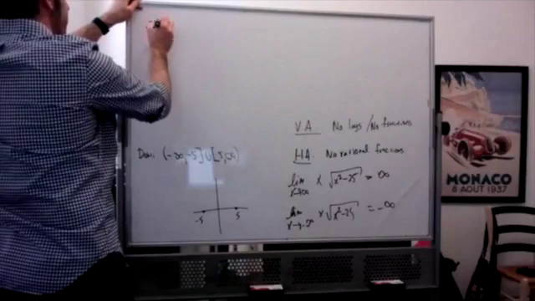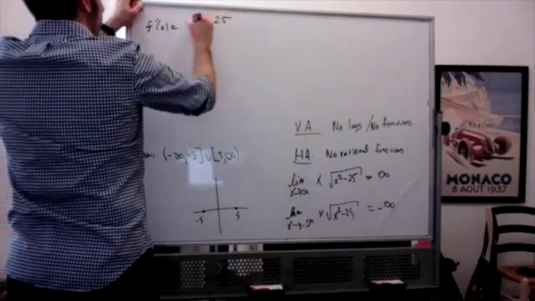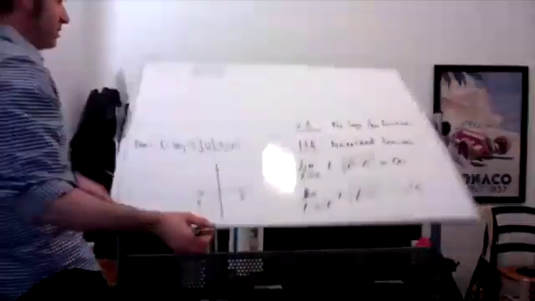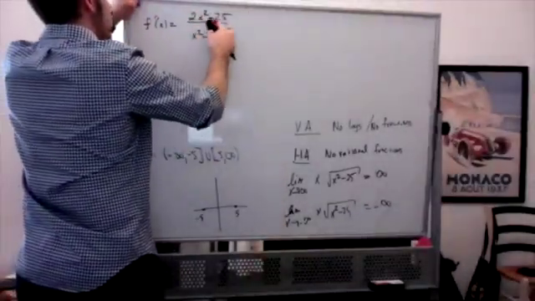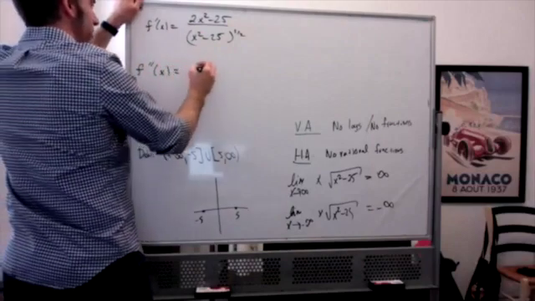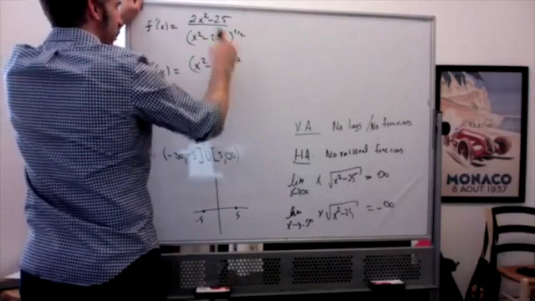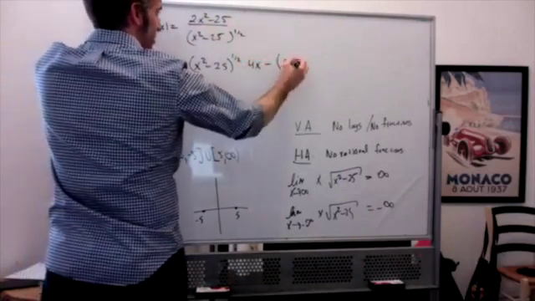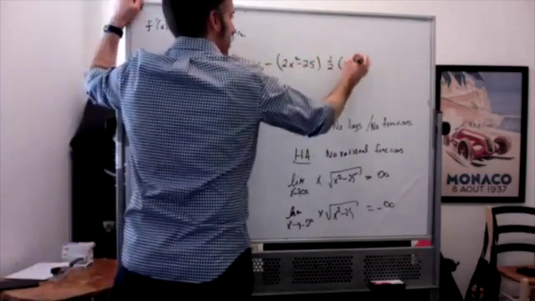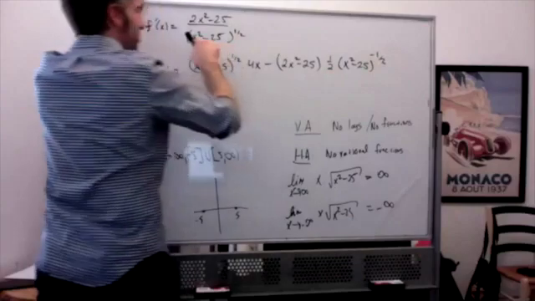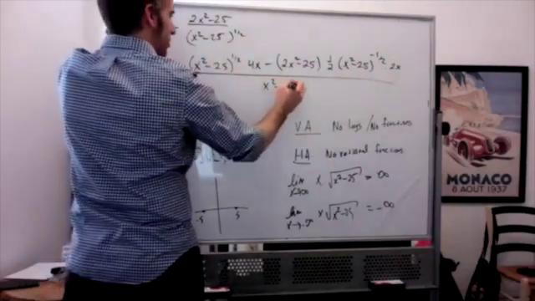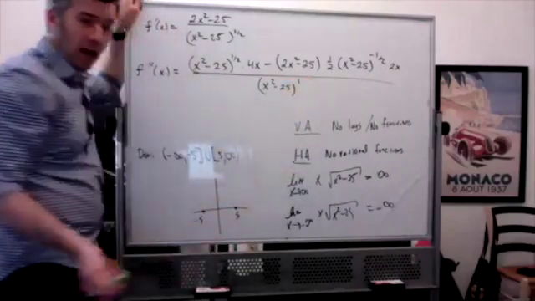So here's our first derivative: 2x squared minus 25 over the square root of x squared minus 25. I believe that's what we had, except we want to write the bottom as x squared minus 25 to the 1/2 power. Easier to do it. Now let's find the second derivative. That's going to be the bottom times the derivative of the top, which is 4x, minus the top times the derivative of the bottom, which is 1/2 times our stuff to the negative 1/2 times the derivative of our stuff, which is 2x, all over this squared. So x squared minus 25 to the 1 power.